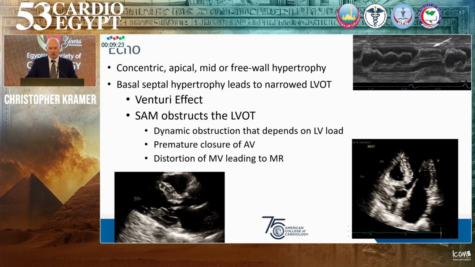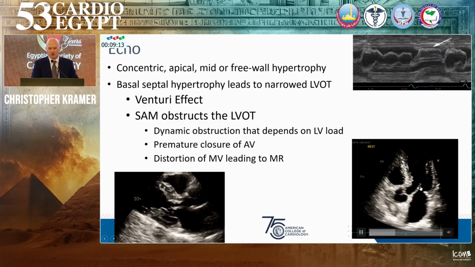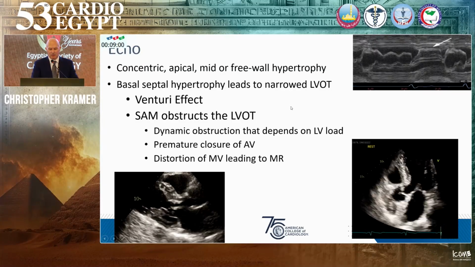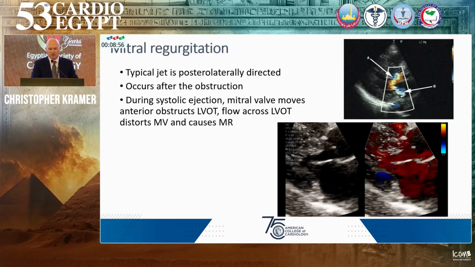The other important use of echo is to identify systolic anterior motion, SAM. In this case, in this 5-chamber long axis, you see the cords abutting the septum. You can see it on M mode. This SAM leads to LVOT obstruction that's dynamic and load dependent. You see premature closure of the aortic valve and distortion of the mitral valve.